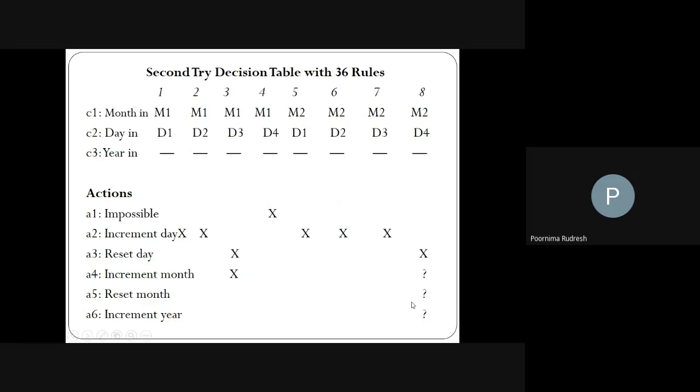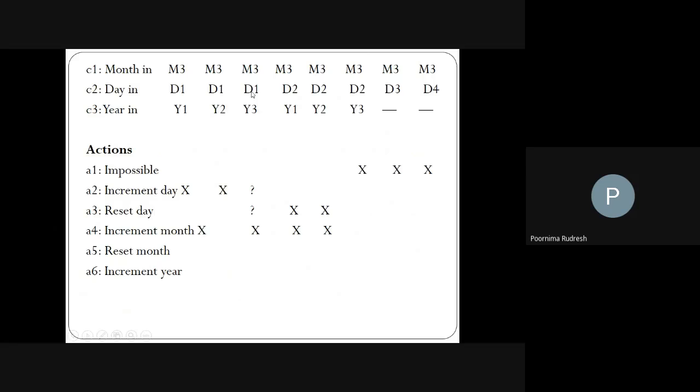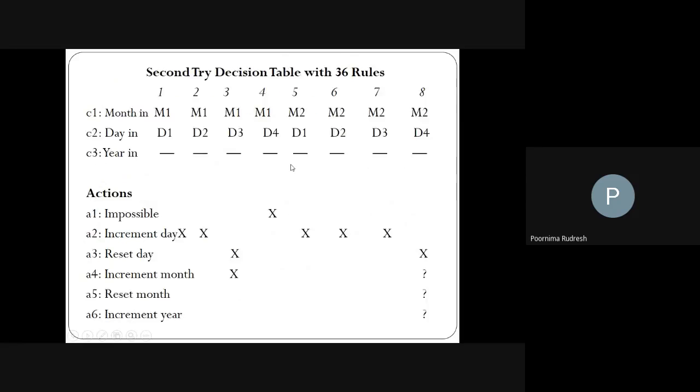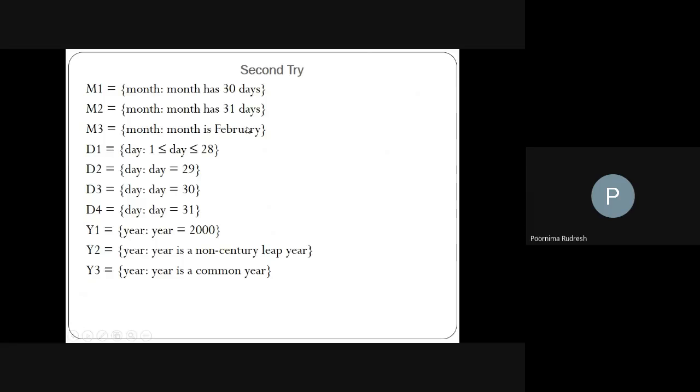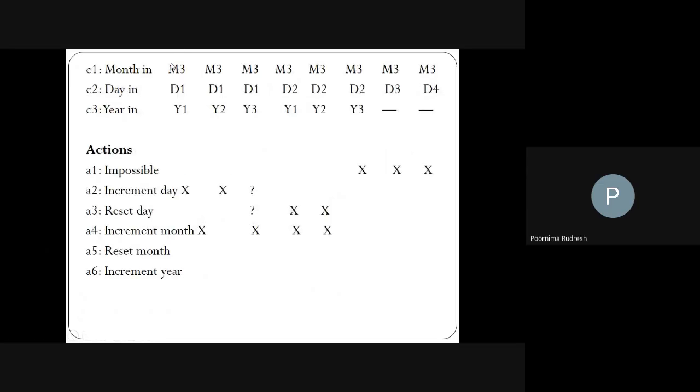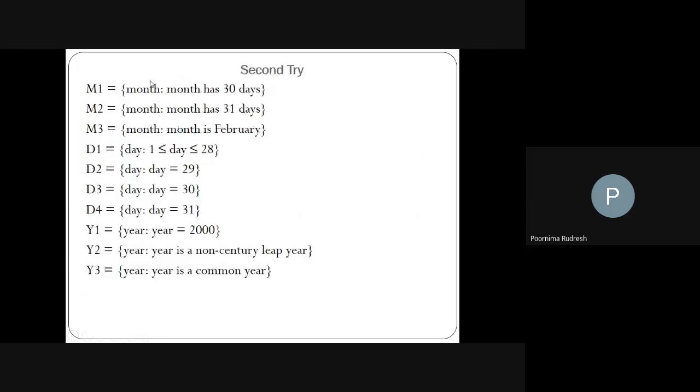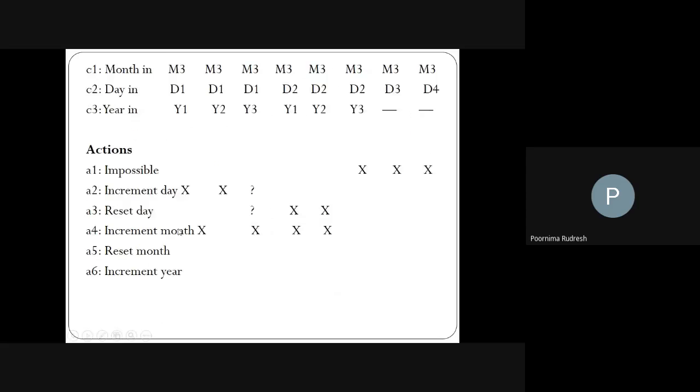And next, these are the 8 rules, and the remaining 8 rules are for M3. So for M3, what are the values? M3 is defined here. M3 is the February month. Y1 is given, Y1 is 2000, right? And if that is the case, if M3 and D1, if 28 days are there, then we are incrementing the day. M3, D1 and Y3, sorry, here it is Y2. Y1, Y2 and Y3.